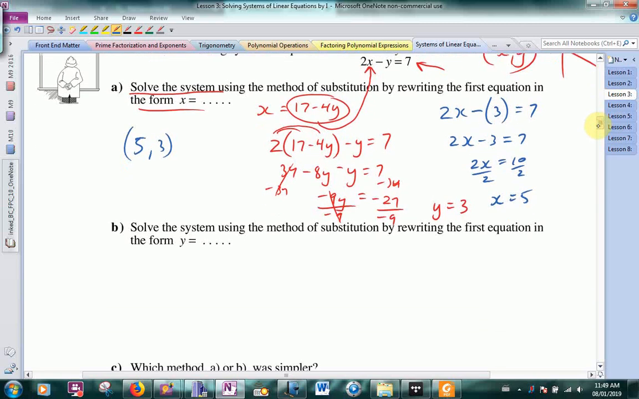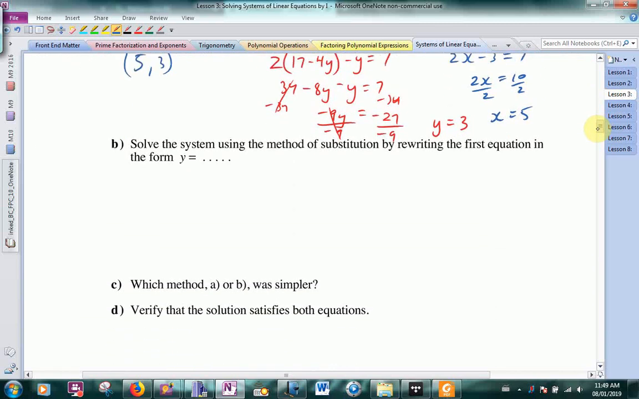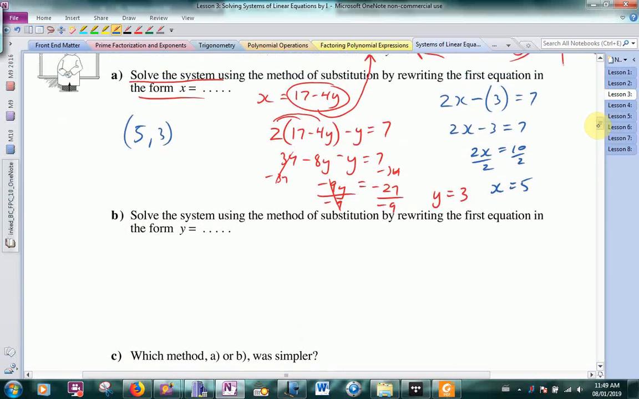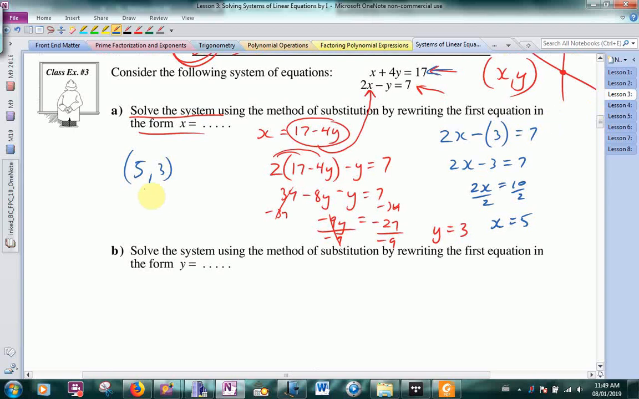Okay? Now, I believe it will say verify the solution. And yes, I'm going to do it the second way, but first let's check this, okay? So, this is a coordinate point. It better work in both of these. So if x is 5, I've got 5 plus 4 times 3. Is that equal to 17? 12 and 5, check. It works. In the second equation, 2 times x minus y, is that equal to 7? 10 take away 3 is 7? Yes. Okay? So I've checked it. I know that's the solution. That's the only point that satisfies both of these 2 equations.